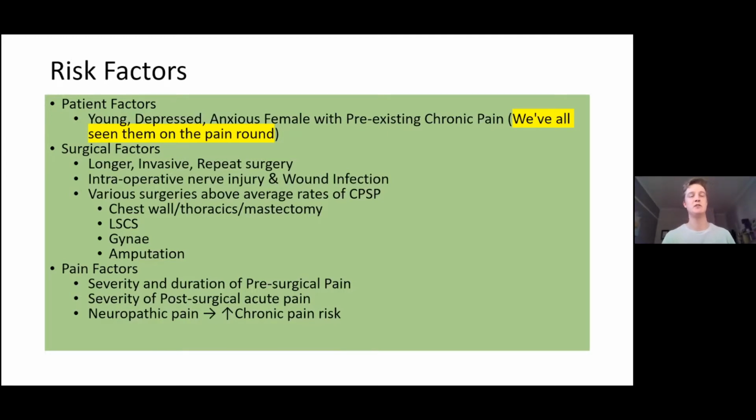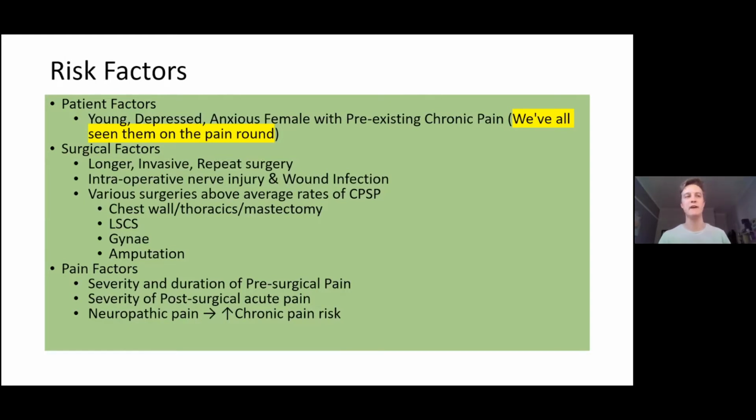And there are particular groups of surgeries that have a higher than average rate of chronic post-surgical pain. This is typically mastectomy in thoracics around the chest wall. Cesarean sections have a quite high rate. Lots of gynecological surgery, and that just makes me think of all the chronic pelvic pain that these poor surgeons have to look after. And amputations have a high rate of chronic pain as well.